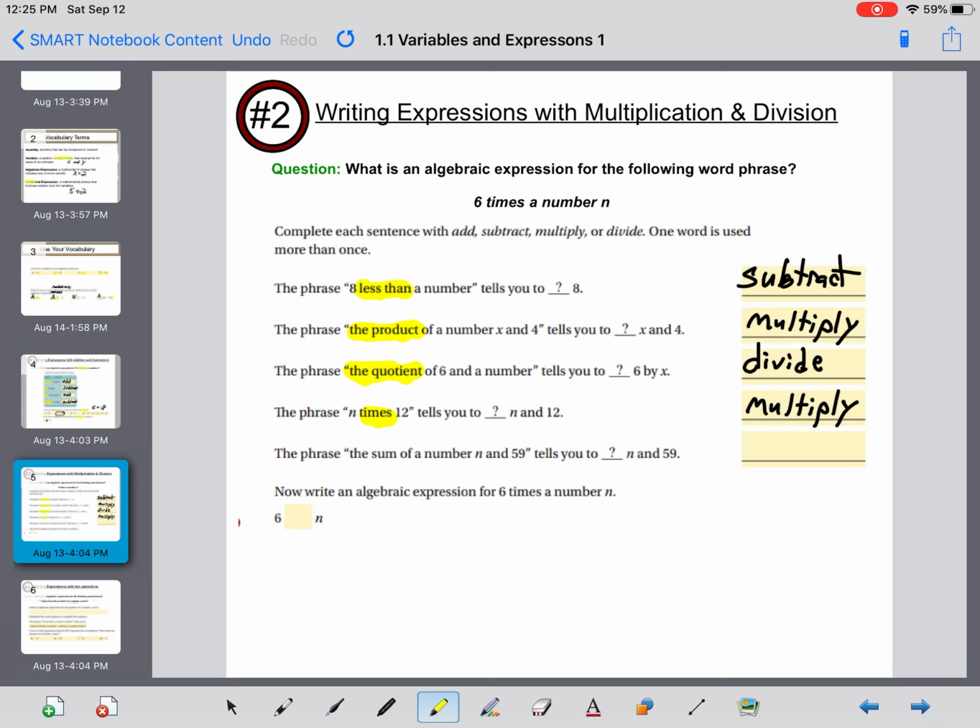The phrase the sum of n and 59 tells us to, remember, sum is a 3-letter word. It's the result of addition. So sum is 3 letters, add is 3 letters. Now write an algebraic expression for 6 times a number n. Remember, moving forward, we're going to try and use that dot for multiplication. 6 times n.